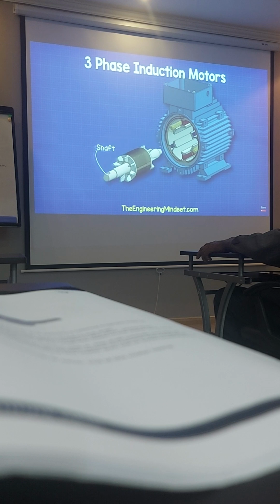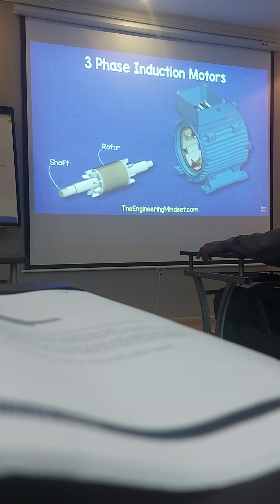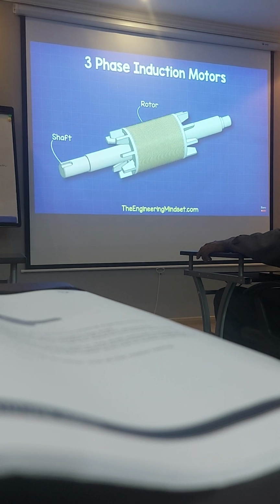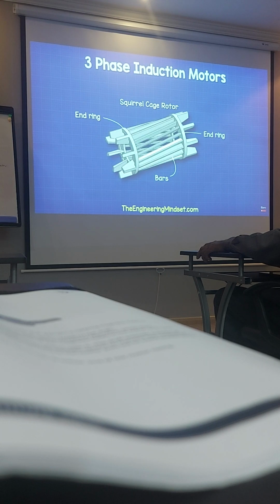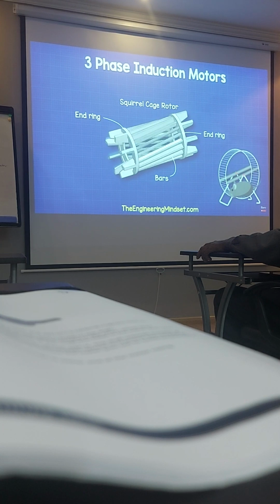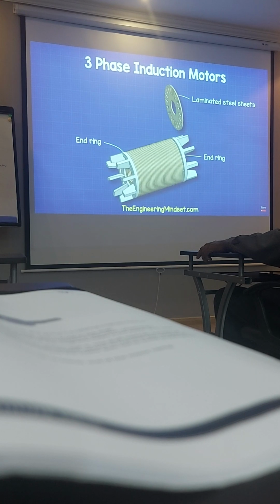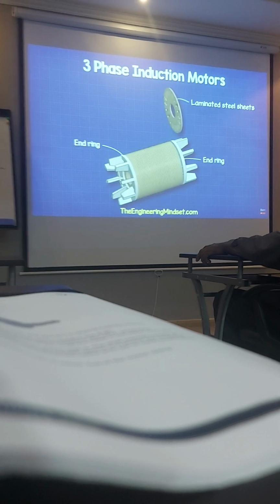Connected to the shaft is the rotor. In this case, it's a squirrel cage type rotor. It's called a squirrel cage because it has two end rings which are connected by some bars, and these will all rotate together. This design is similar to a small cage or an exercise wheel used by a pet hamster or a woolly squirrel. The squirrel cage is fitted with a number of laminated steel sheets.